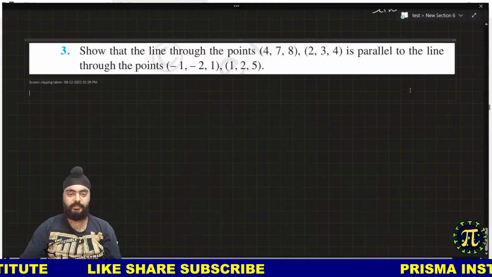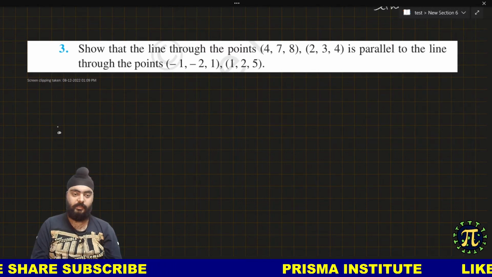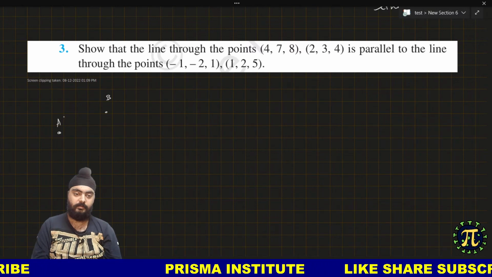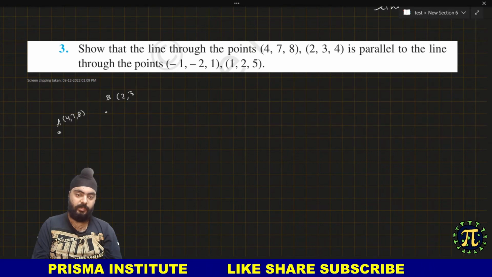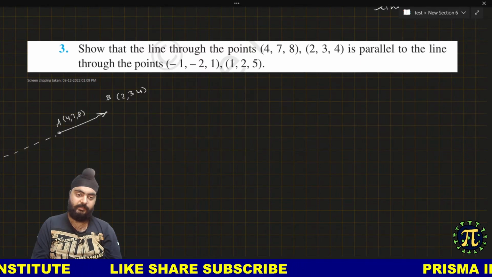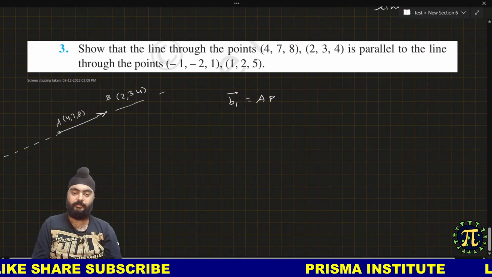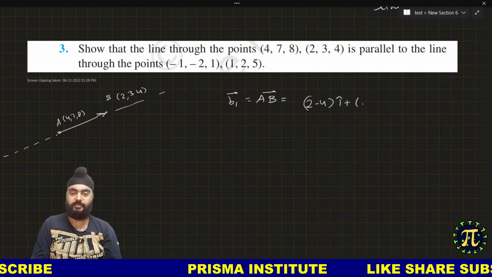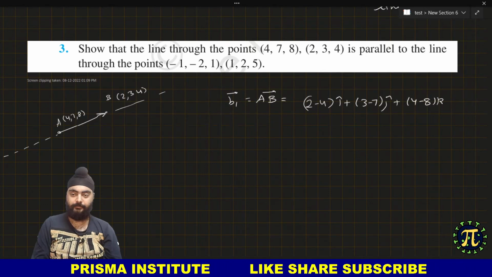Show that the line passing through these 2 points is parallel to the line passing through these 2 points. Okay, so let's take A and B. So A is 4 7 8 and B is 2 3 4, and let's find a vector parallel to this line, which is AB vector, right? So B1 vector, which is AB vector, comes out to be 2 minus 4 I cap, final minus initial, 3 minus 7 J cap plus 4 minus 8 K cap.